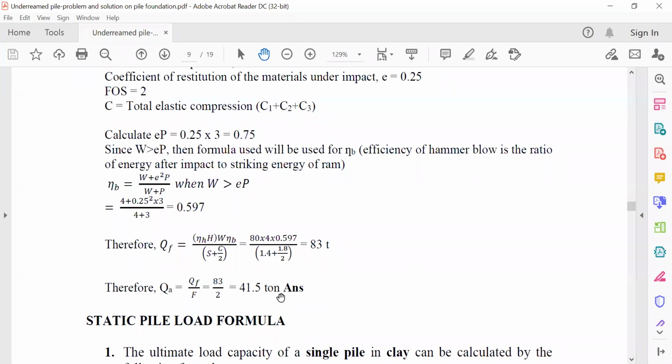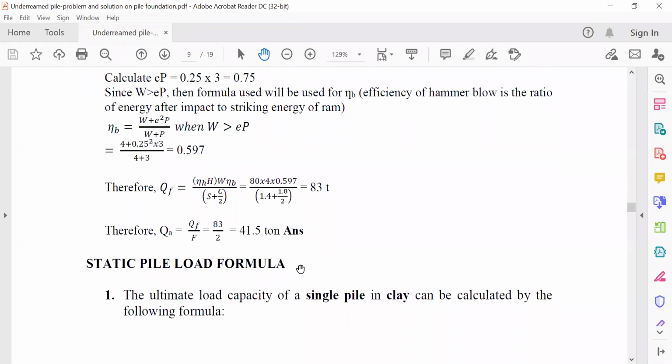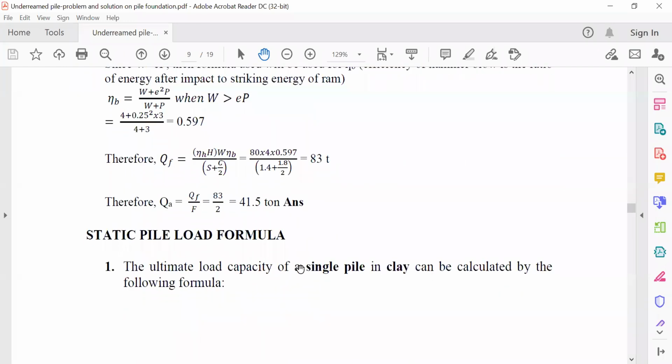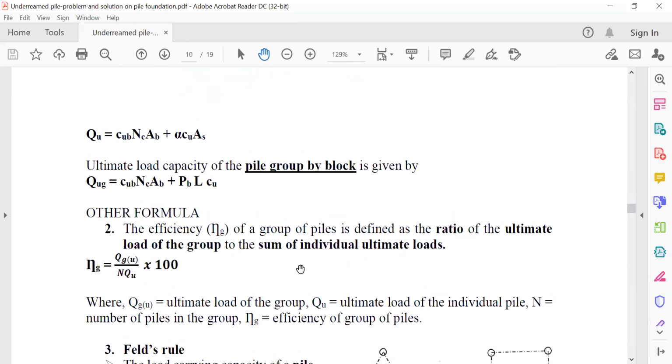So load carrying capacity of a concrete pile using the Hiley formula, we are going to get 41.5 ton. This will be the answer. So dynamic formula and static formula, how we can calculate the numericals. Now we shall go to the static pile load formula. Some formula I have given you for your reference.